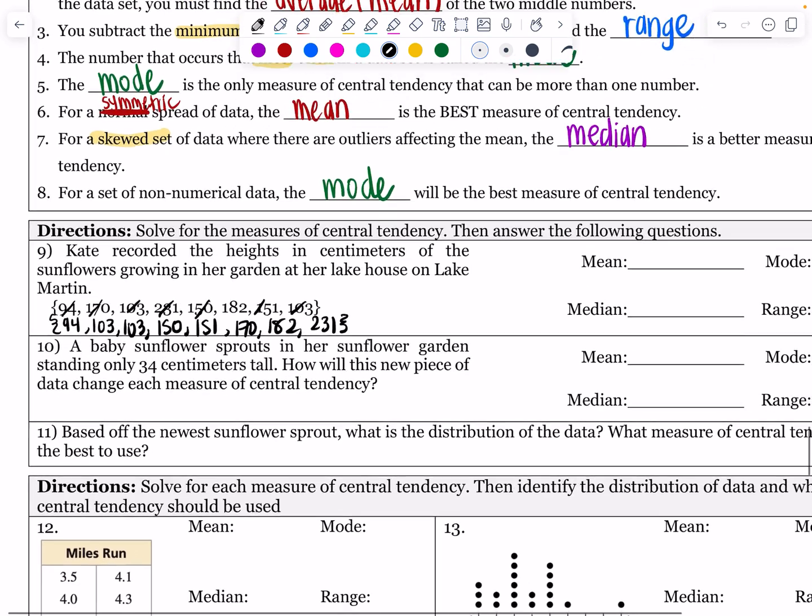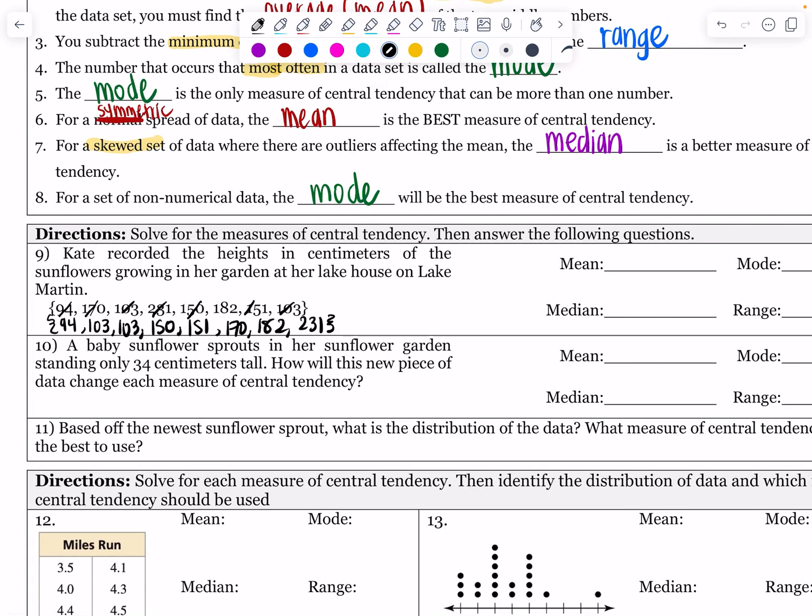So what we want to do is find the mean. What is the mean? The mean is all of them added up together. So we add all of these numbers together and we get 1,184. And we divide that by 8 because there are 8 different sunflowers that were measured. But let's double check. 94 plus 103 plus 103 plus 150 plus 170 plus 182 plus 231. I always double check myself on this because it's easy to miss a number. That is in fact 1,184. I divide that by 8 and that gives me a mean of 148. I believe that these are in centimeters. So that's the average sunflower height.